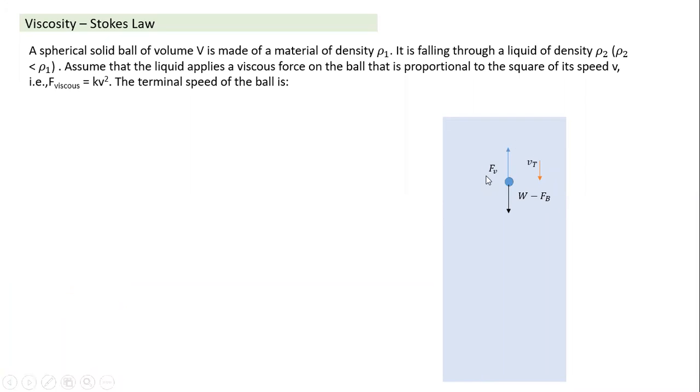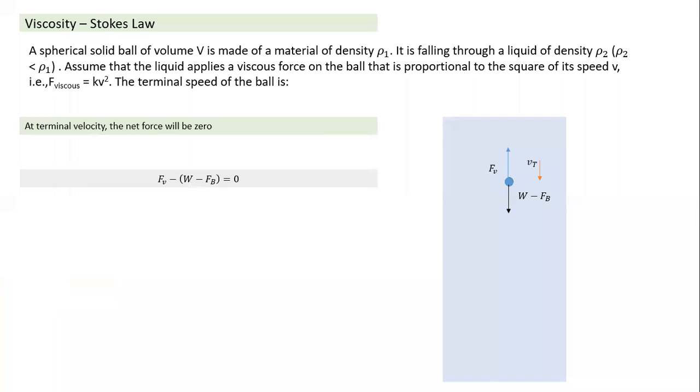So we need to find the net force. Just equate it to zero at terminal velocity. Net force is equal to zero. So if I write upward as positive, Fv minus W, and I could have drawn Fb upwards also, it doesn't make a difference. Fv minus weight minus Fb, that is, Fv minus effective weight is equal to zero. I will just substitute all the values, easily get an answer.